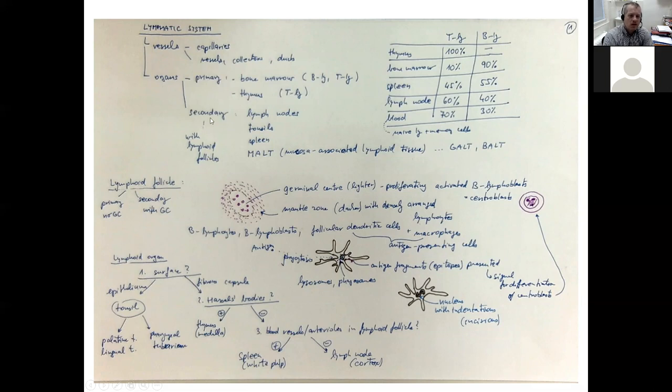The secondary, that are infiltrated later on, are lymph nodes, tonsils, spleen, and something really, really important that is called mucosa-associated lymphoid tissue. That's a significant population of lymphocytes of the human body that is inside the mucosa of the GIT, then you call it GALT, or bronchi, and you call it BALT, etc.